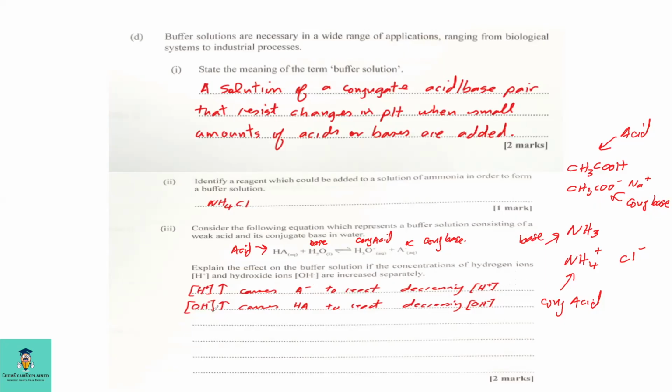If you increase OH concentration, then what is going to counteract that increase in base? The acid will counteract it. So when you add OH minus, the acid will counteract it to decrease the concentration of OH minus.